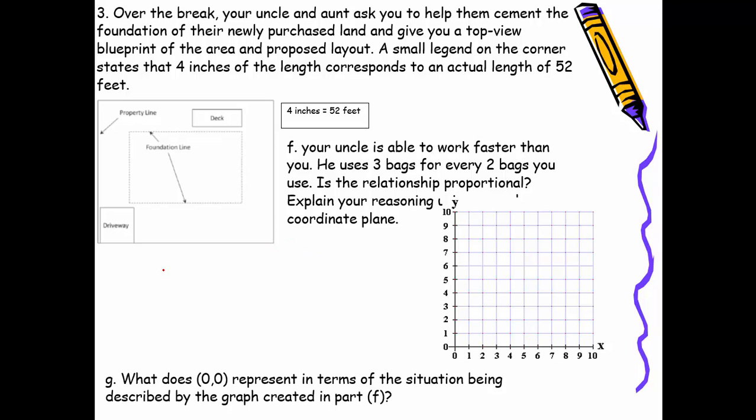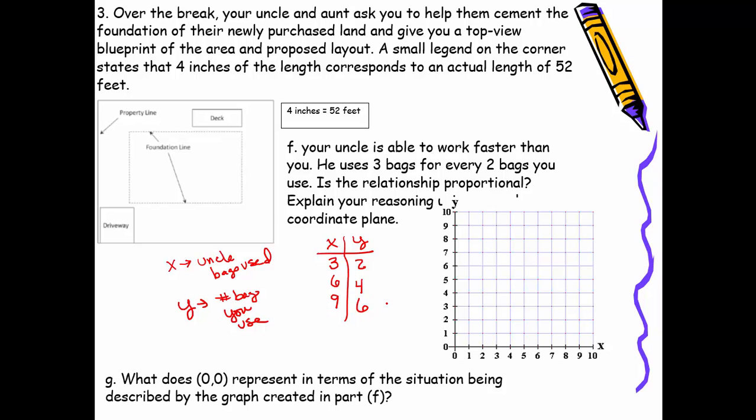So first of all, let's let X represent the number of bags your uncle uses, and let's let Y be the number of bags you use. So every time your uncle uses 3 bags, you use 2. Now if I double that up, if he uses 6 bags, you've used 4. 3 times 3 would be 9, 2 times 3 would be 6. So after he uses 9 bags, you've used 6.